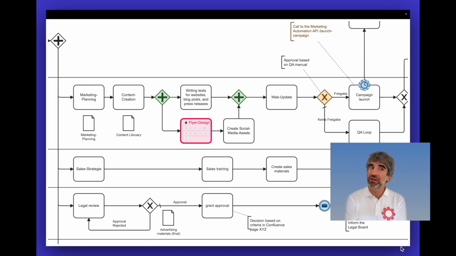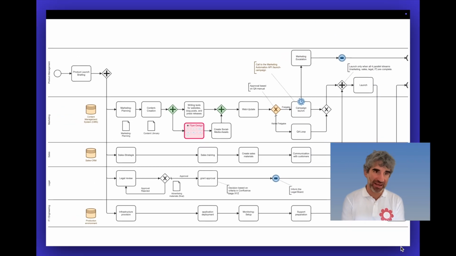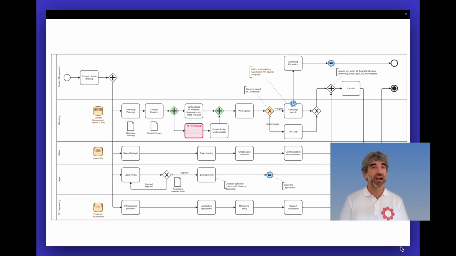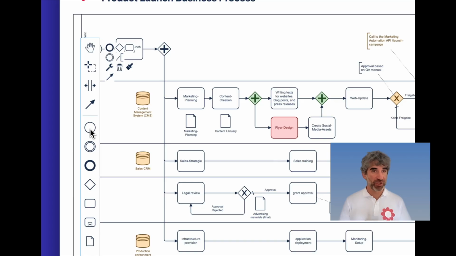Let's zoom out for a moment. Designing the flyer is not a standalone task. It lives inside a larger end-to-end business process, in our example, the product launch process. And once you see the whole process, it becomes obvious. The flyer design is just one of many coordinated activities that all have to work together to bring a product to market. And this is where Flower BPM comes in.